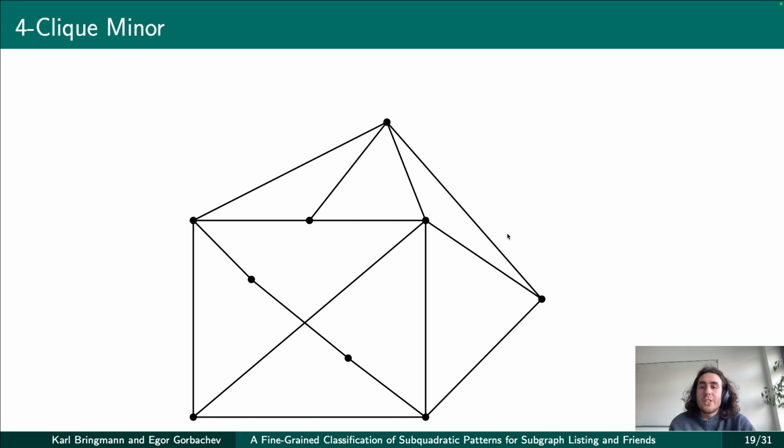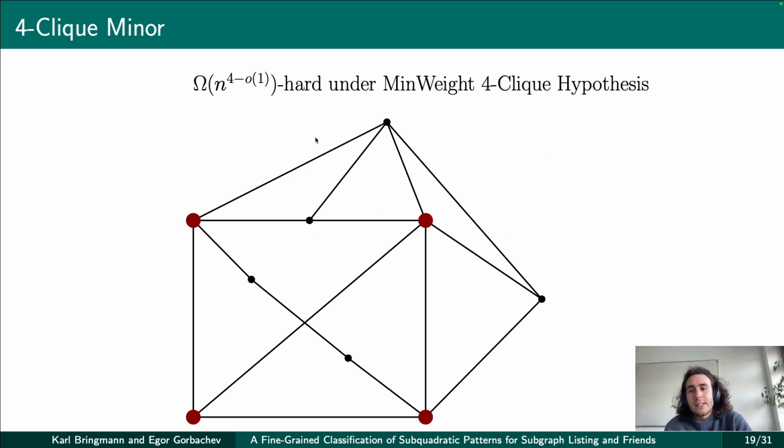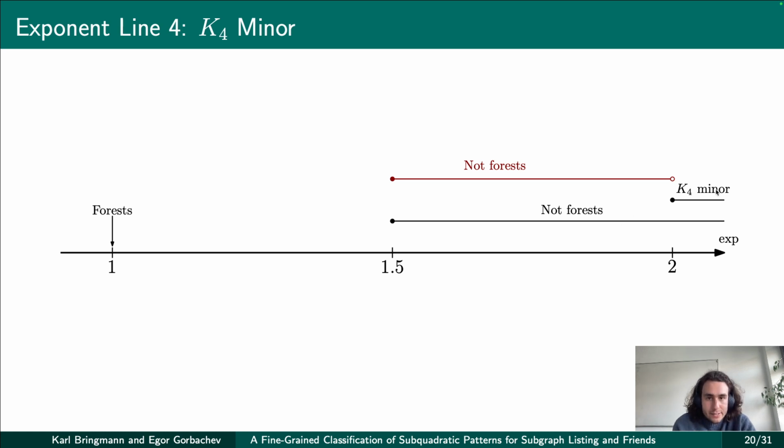In particular, we may use this idea not only for triangles, but also for cliques of size 4. For example, this graph has a K4 minor, and thus, via a similar hypothesis that minimum weight for a clique cannot be solved faster than n to the 4, we get a quadratic lower bound for this pattern, as n to the 4 is not smaller than m squared. So using this, we may see that if a pattern contains a clique on 4 vertices as a minor, it is already outside of our reach. So we limit our search to graphs that are not forests and do not contain a K4 minor.